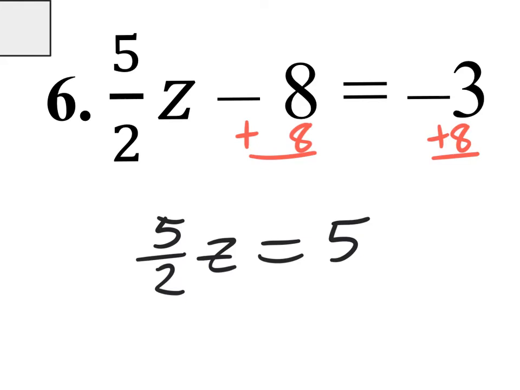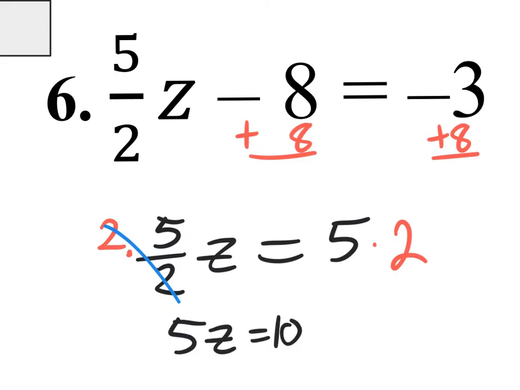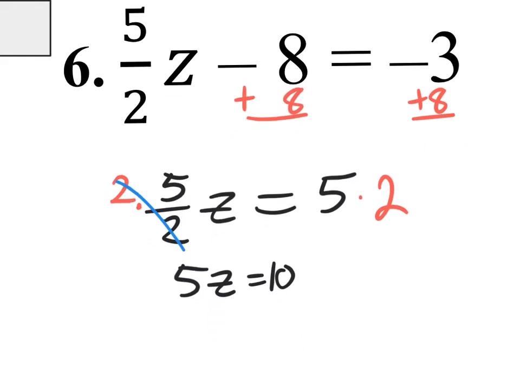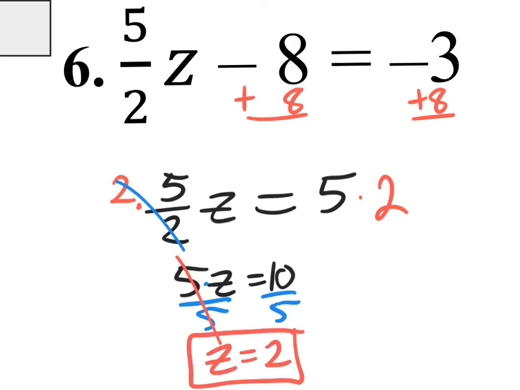And to get rid of the 5 divided by 2, you would multiply by 2. And what you do to one side, you do to the other side. The 2's cancel. What do we have left? We have 5z equals 10. Let's make a little more space for that. And that really means 5 times z. So to get rid of the multiplication of 5, you'd have to divide by 5 and divide by 5. Giving you a final answer of z equaling 2. Ta-da!